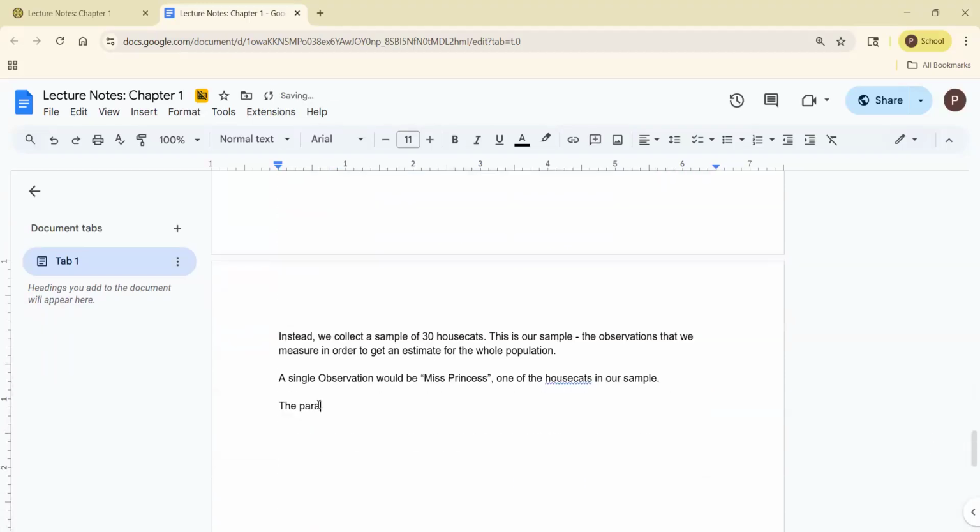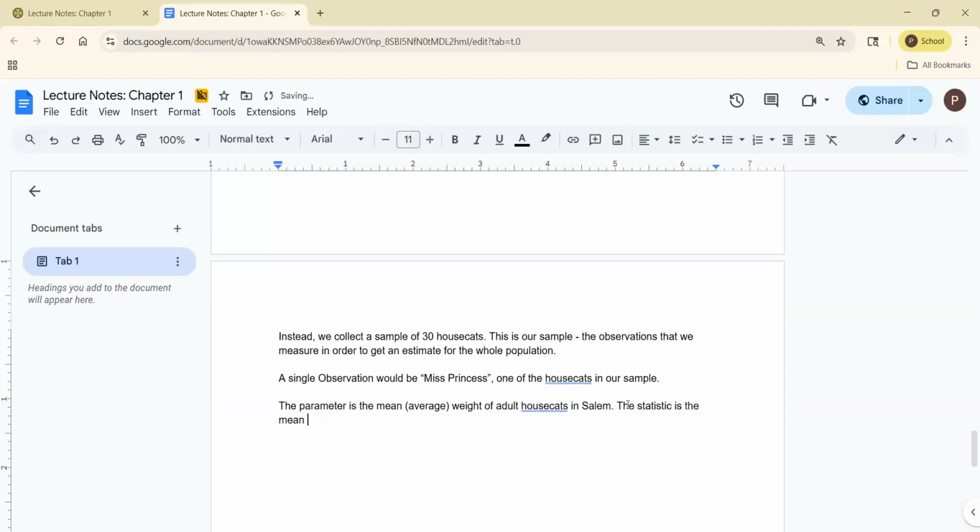Now, the parameter is the mean weight of adult house cats in Salem. And here mean is average. If I am a veterinary clinic and I want to know the average weight of adult house cats in Salem because I want to know generally what their health status is like, then that would be something interesting that I'd like to know.